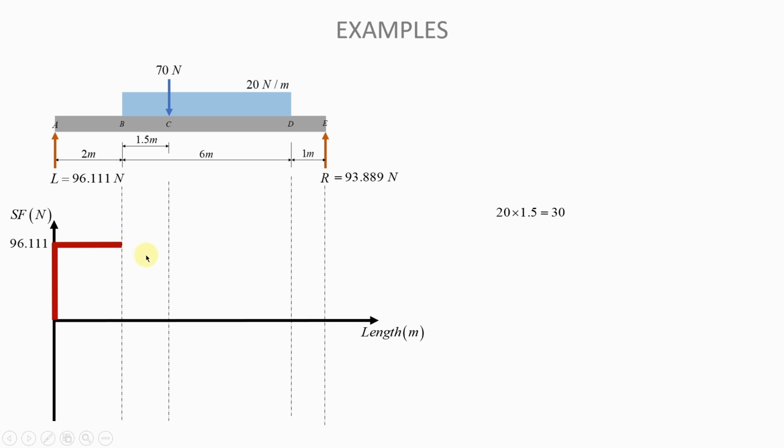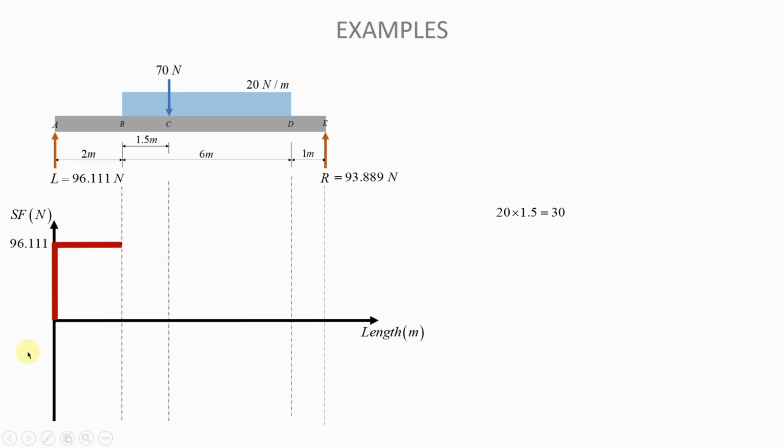So from 96.111, we need to go down by 30 to come to where we have the 70 newtons force. By the time we finish this segment of the UDL, we must have gone down by 30, because that segment of the UDL is equivalent to a force of 30 newtons. It's acting over a length of 1.5 meters, and the UDL is 20 newtons per meter, multiplied by 1.5, it gives you 30. So from 96.111, we must go down by 30 by the time we reach the end of that segment.